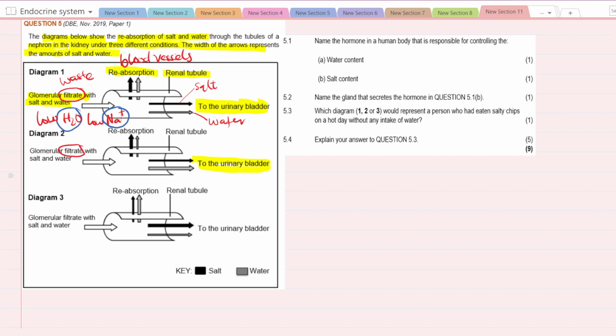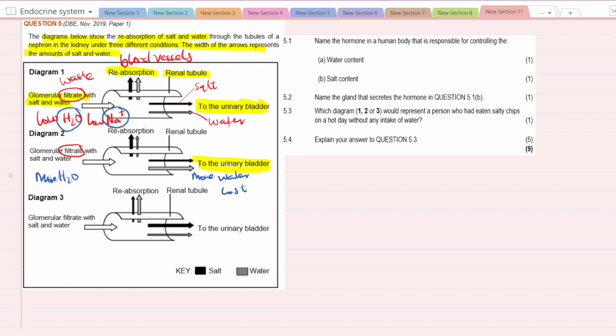Here, the dark arrow still represents salt and the light arrow represents water. We have this person losing more water. More water is lost, less salt is lost. So it means they had more water, more H2O in the body, so the body is trying to reduce this water.